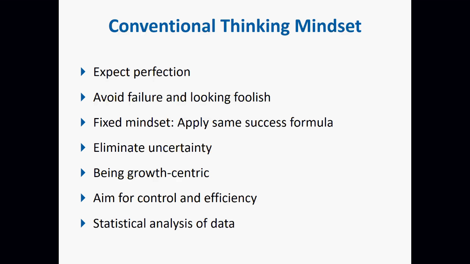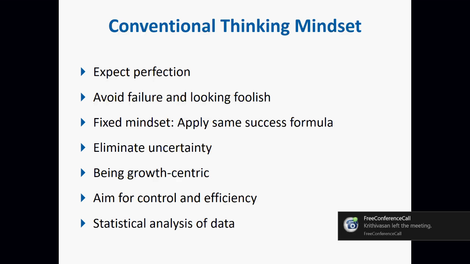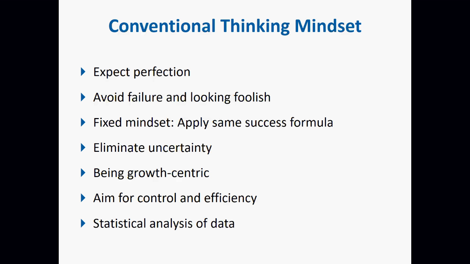So that's conventional thinking. A typical conventional thinking mindset expects one to be perfect, expects perfection. You should avoid failure and looking foolish before others. It requires a fixed mindset, and a success formula has been created. Let's focus on applying the same success formula for similar problems everywhere. Eliminate uncertainty. Very focused on growth centric. What are my returns on investment? Aims for control and efficiency. Statistical analysis of data to get insights and be more effective and efficient going forward.